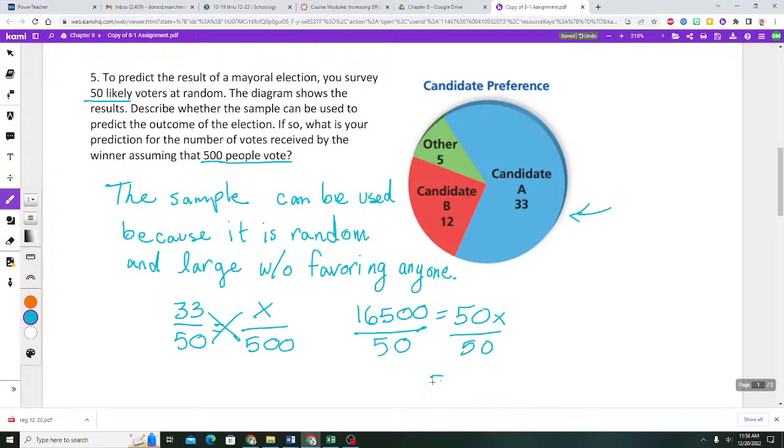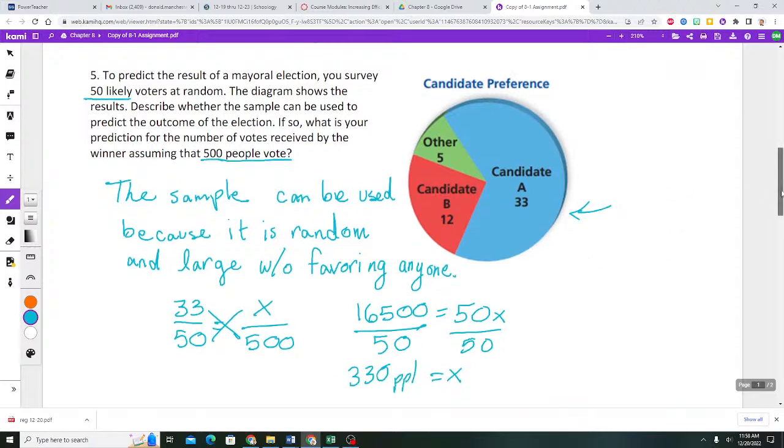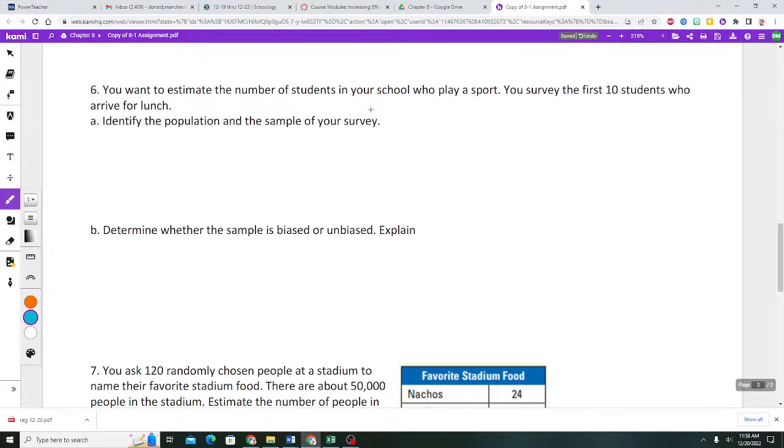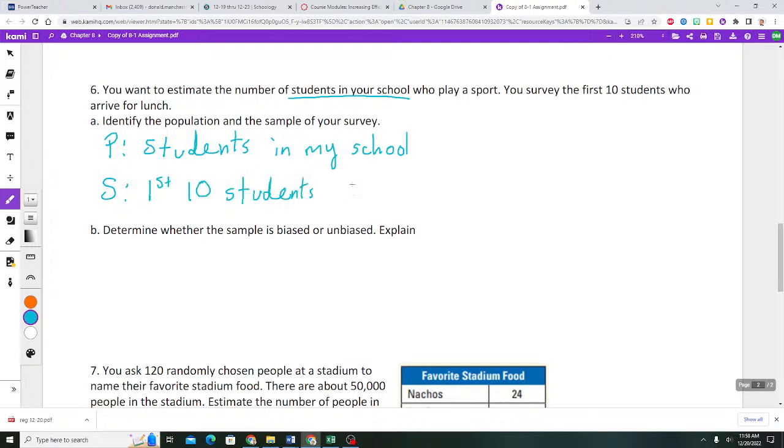Thank you. And that equals 330 people. Okay, I think there's just 2 more questions. You want to estimate the number of students in your school who play a sport. So again, we're focused on students in our school. You survey the first 10 students who arrive for lunch. Identify the population. The population is students in my school. And then the sample is the first 10 students at lunch.